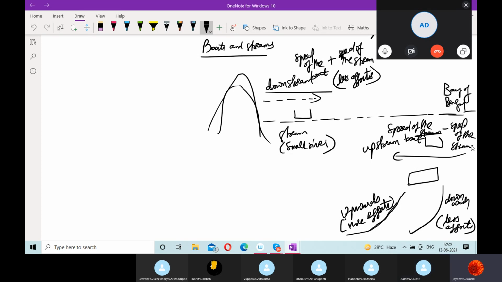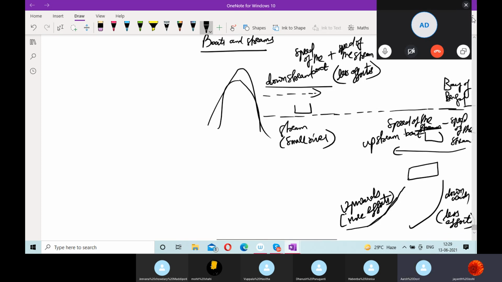Now based upon these concepts, let us derive some formulas. These are the formulas which you need to use for every question. So all of you just make a note of this. I'm just writing the formulas down.